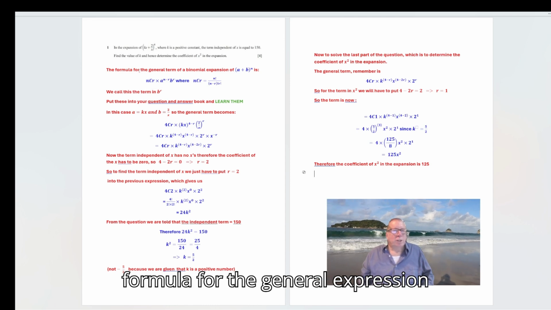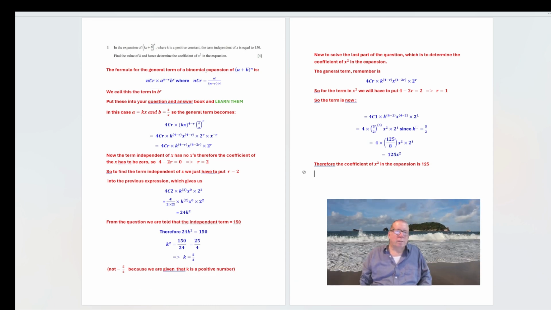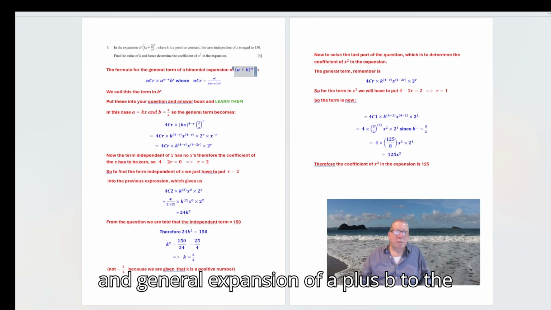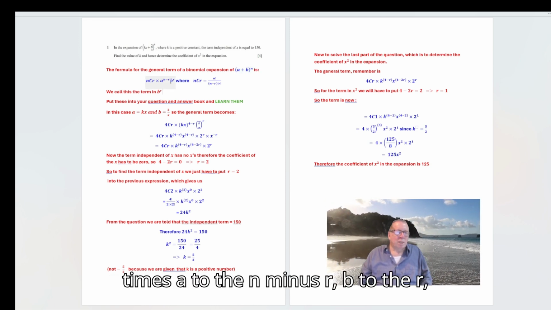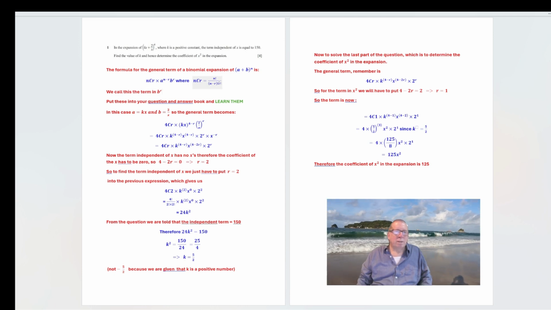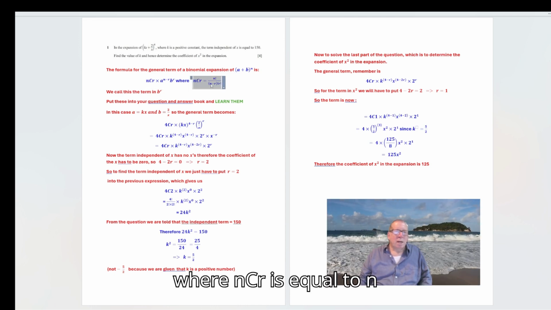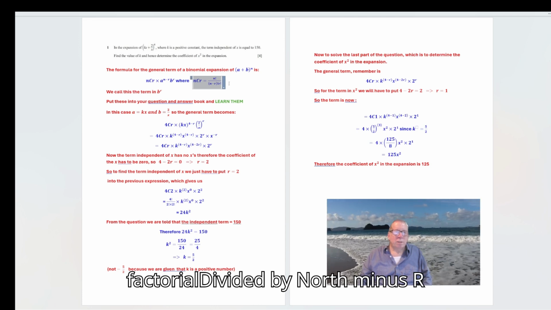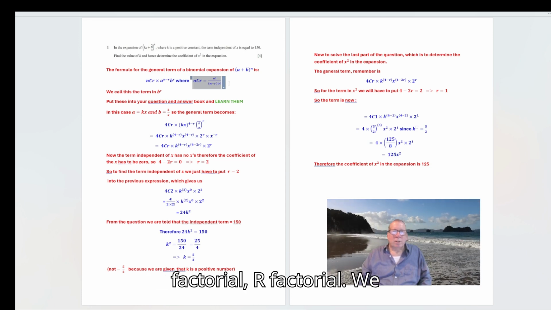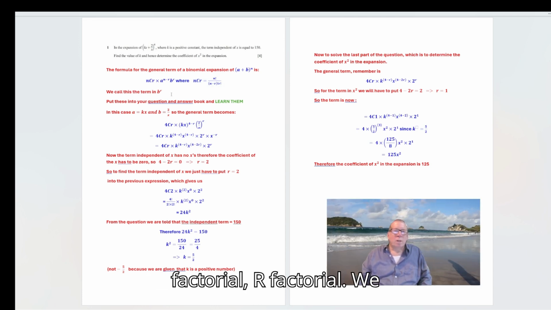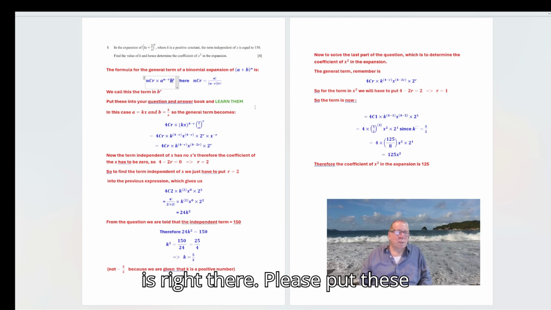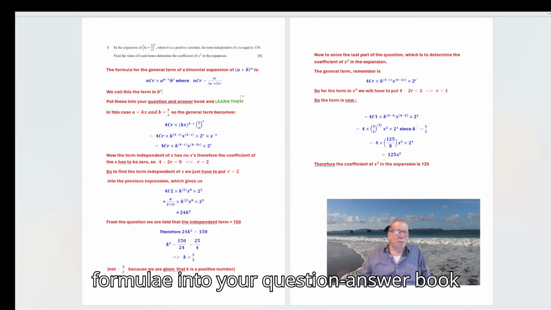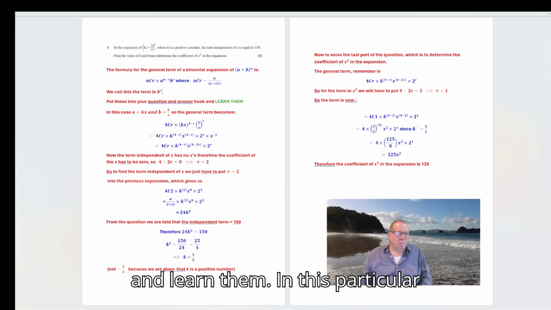Now the formula for the general expansion of (a plus b) to the n is nCr times a to the n minus r times b to the r, where nCr is equal to n factorial divided by (n minus r) factorial times r factorial. We call this the term in b to the r. There it is right there. Please put these formulae into your question answer book and learn them.